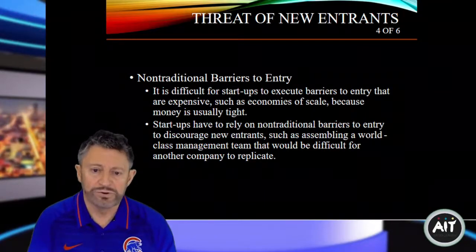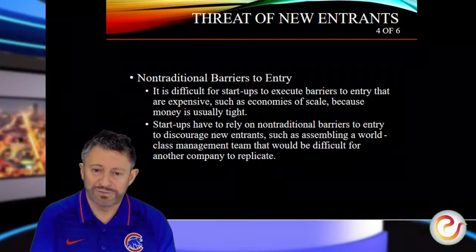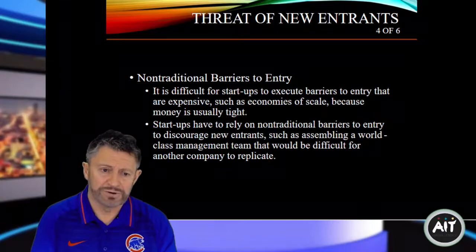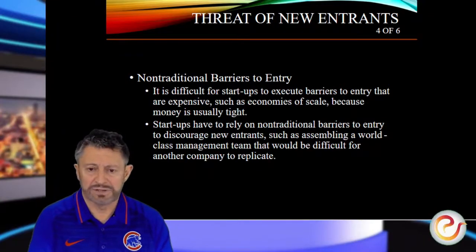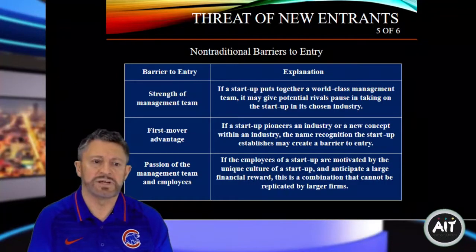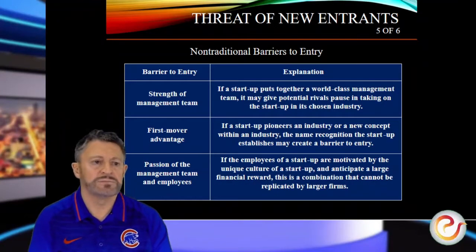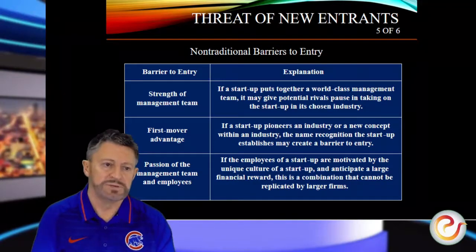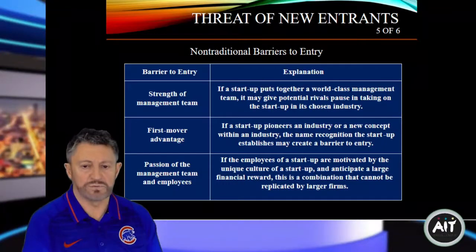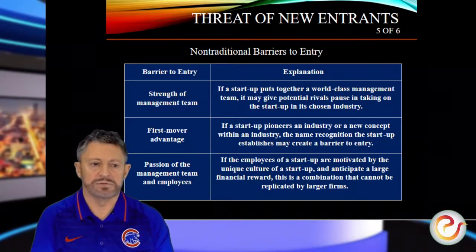So the way in which you develop new products, even down to your project methodology, is more efficient than something else. To be able to turn around new products and features can be a huge competitive advantage and stop people. So not just what you do, but the way you do it. Non-traditional barriers: the strength of the management team, first mover advantage, the fact that you get out there more quickly than competitors, and then the passion of the management team and the employees.